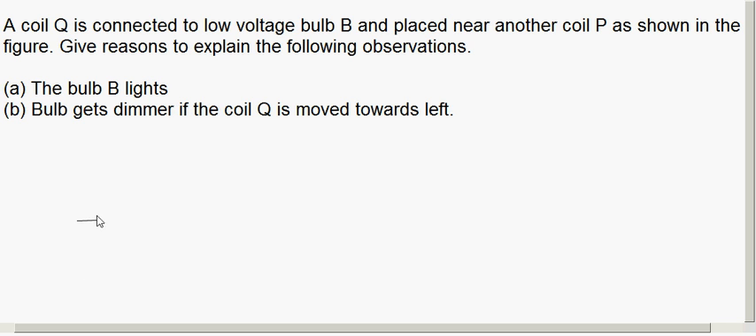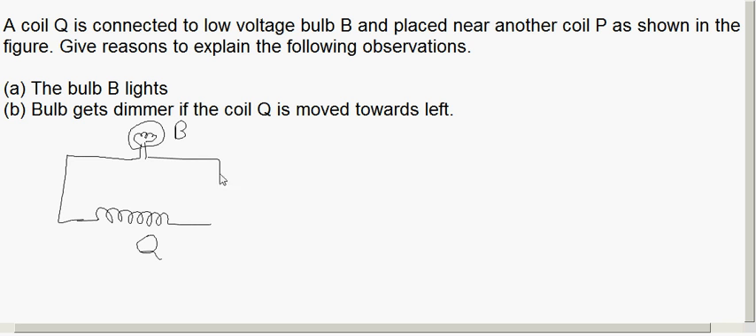We have coil Q, and it is connected to a bulb. And then we have coil P connected to an AC source.